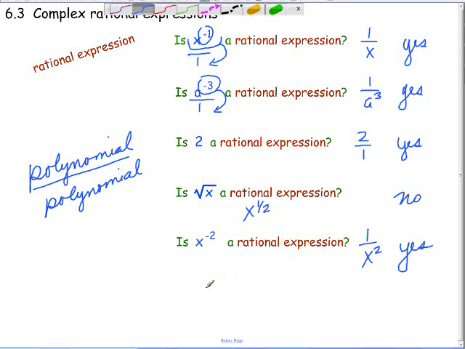Now, if I were asking whether or not these were polynomials, the only one that would be a polynomial is this one. This one is not a polynomial, this one is not, this one is not, and this one is not. But when I ask whether or not it's a rational expression, which allows us to have the polynomial in the denominator, then all of a sudden I get all these yeses.